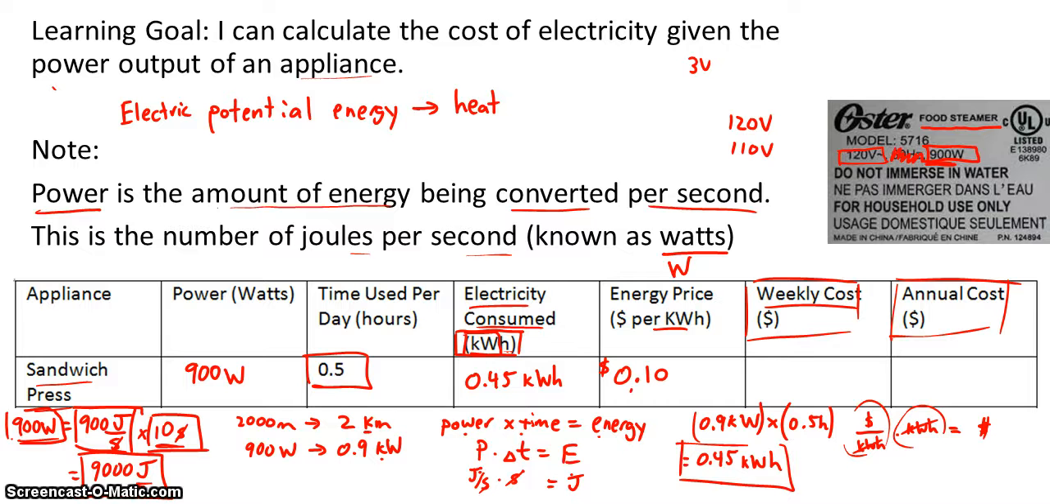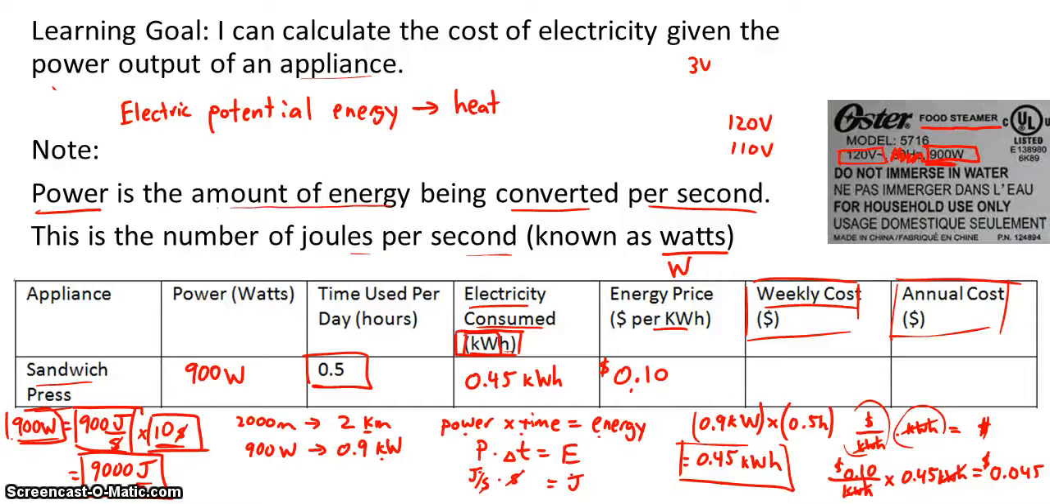So let's figure out how much it cost me for that one day. I've got 0.10 dollars per kilowatt hour times that one day. I'm going to use this much energy, and that gives me, notice kilowatt hours cancel, and I'm left with 0.045 dollars. So this is what, 4.5 cents. That's not very much. 4.5 cents.